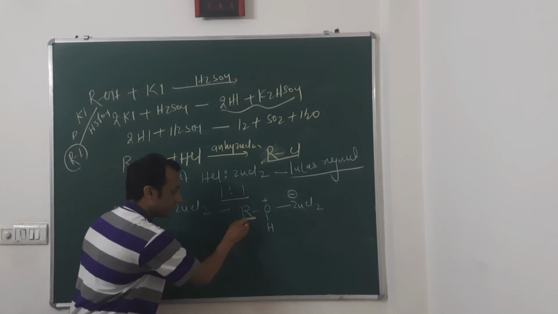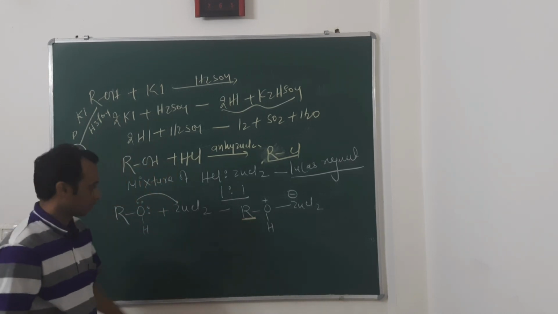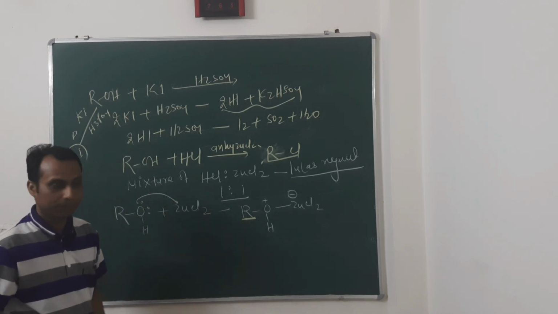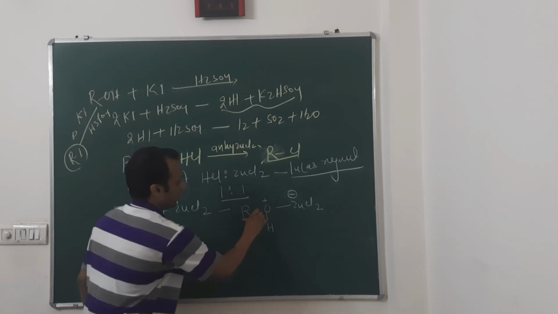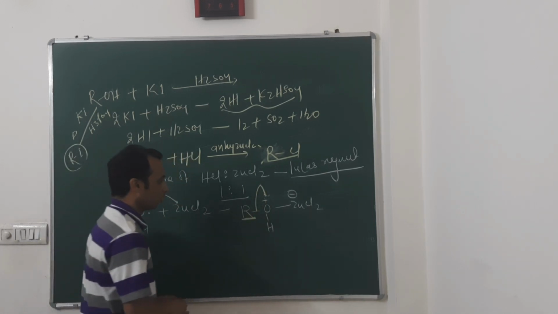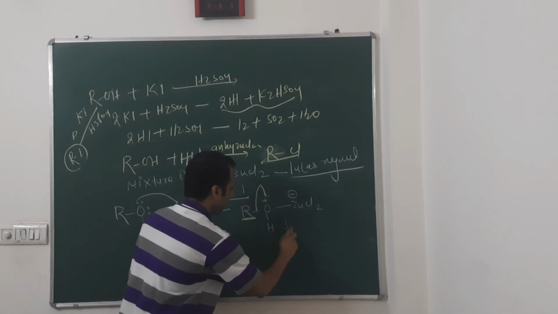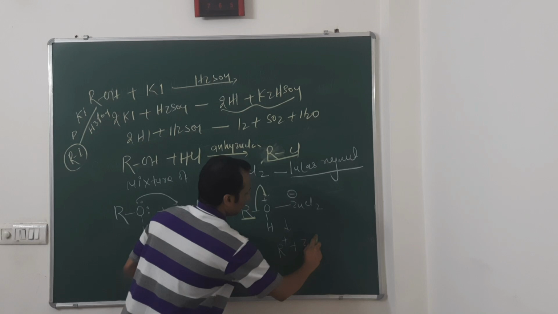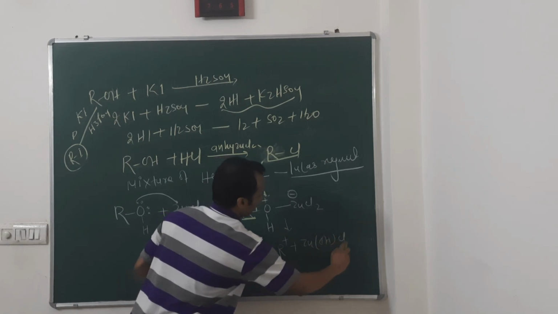If it is a 3 degree alcohol, or 2 degree, obviously, because the SN1 path is there, what happened? That will leave here because it is unstable. So now what will happen? That will form the R cation plus Zn(OH)Cl.